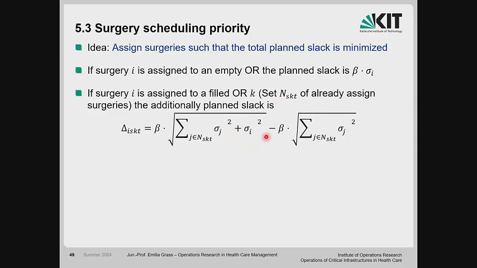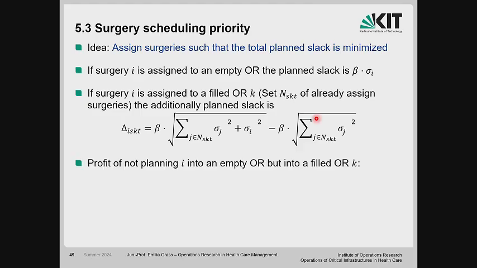So this is the additional slack time if we would assign surgery i to an operating room that is already filled. This is simply the increase in slack time if surgery i is planned in a filled operating room. And then we define the profit of planning surgery i into a filled room instead of an empty one, and this is called omega. It's simply the difference between assigning surgery i to an empty room, beta times sigma, minus delta, the increase in slack time.